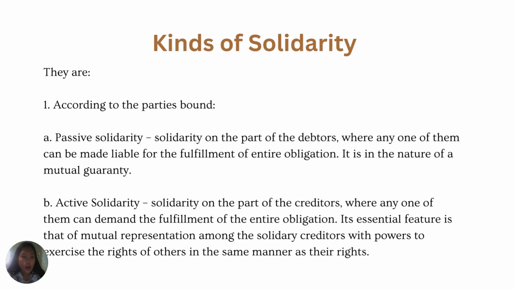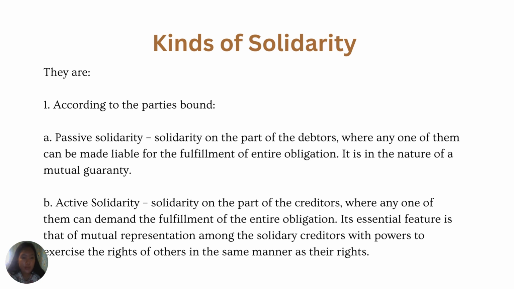They are classified according to the parties bound. Under this, first is the passive solidarity. It is the solidarity on the part of the debtors where any one of them can be made liable for the fulfillment of the entire obligation. It is in the nature of a mutual guarantee.